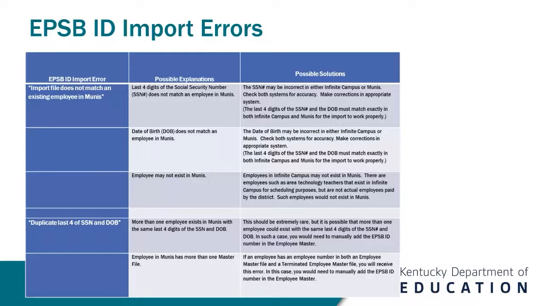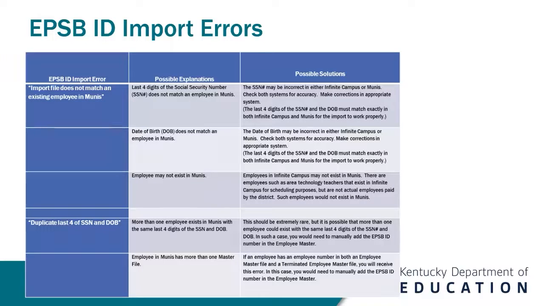Possible explanations that we have for that: the last four digits of the Social Security number does not match an employee in Munis, so it could be wrong in either Infinite Campus or Munis, and you'll want to make the correction wherever that needs to be. Their date of birth does not match an employee in Munis. Again, you'll want to look at Infinite Campus and Munis to see if it's different in one or the other and make the correction where you need to. And an employee may not exist in Munis. So here's an area where you may have technology teachers that must exist in Infinite Campus because they have to have their schedules listed, but they're not actual employees in Munis. So that's something to watch out for.